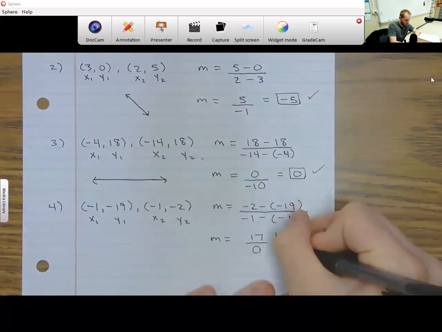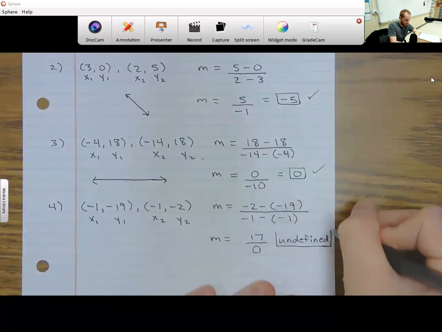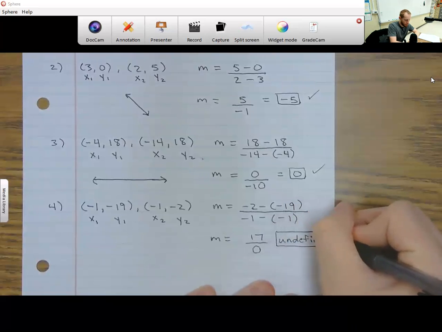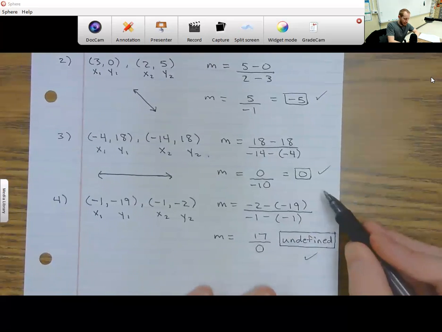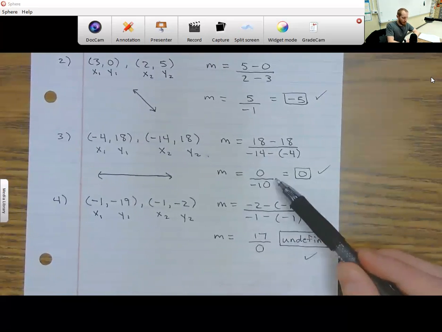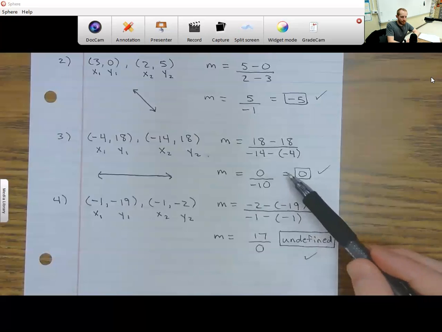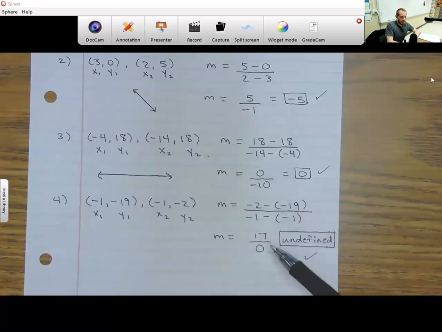This only happens if I'm dividing by 0. It doesn't happen any other way. For the last one, notice that 0 was on top. That's why I got 0 for my answer. Down here, 0 is at the bottom. I'm dividing by 0 this time. That's why it's undefined, and it's not equal to 0 like the last one.